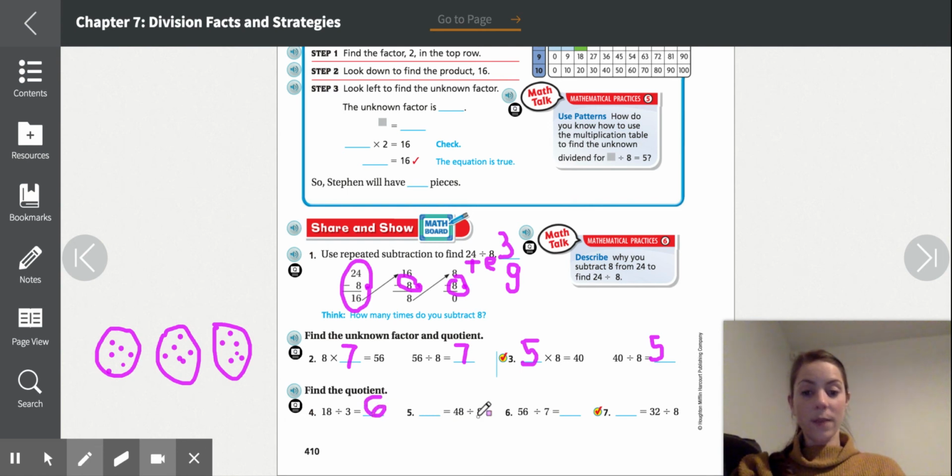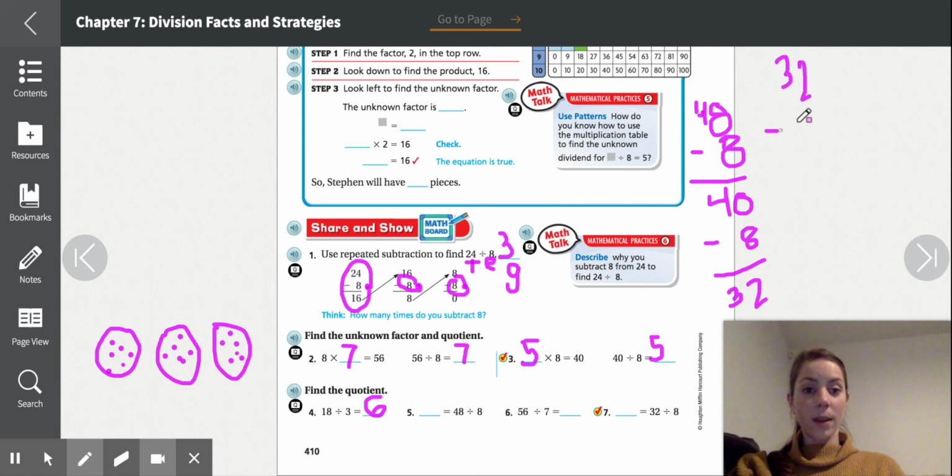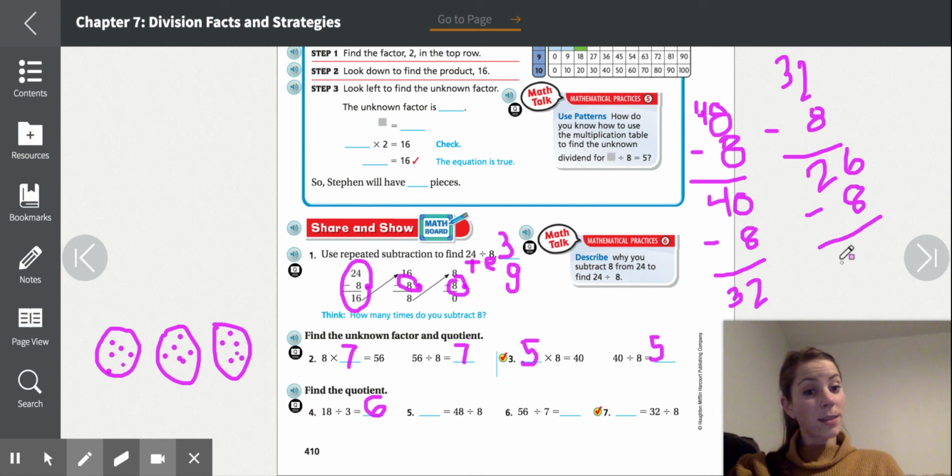Okay, next one, 48 divided by 8. All right, maybe for this one, I might do repeated subtraction as my strategy. So 48 minus 8 is 40. 40 minus 8 is 32. I want to go back up here because I ran out of space. 32 minus 8 is 26. Pen's getting crazy here. 26 minus 8 is, anyone? 18? Wait a minute. Where did I go wrong?